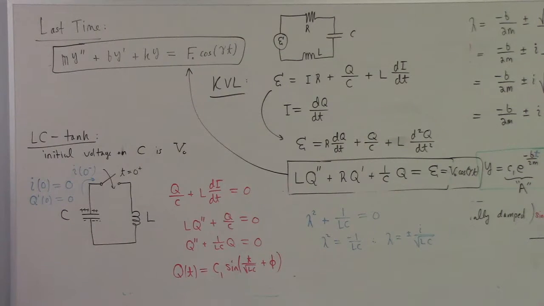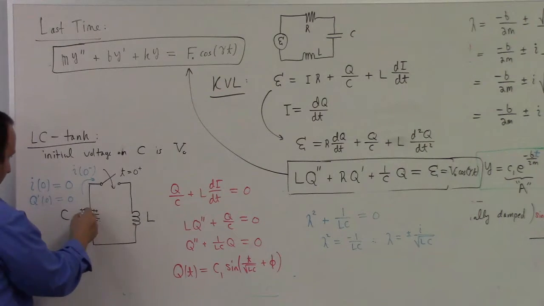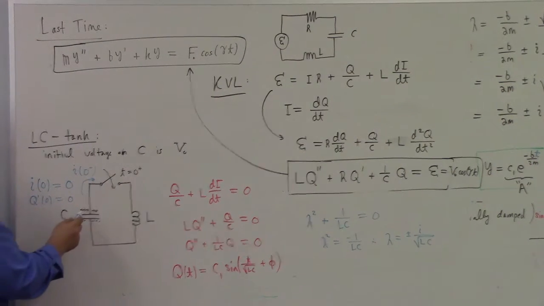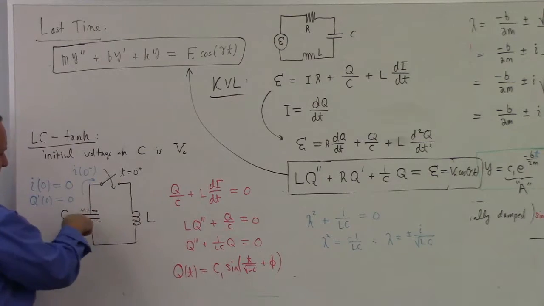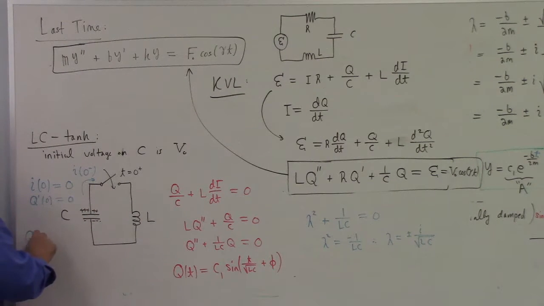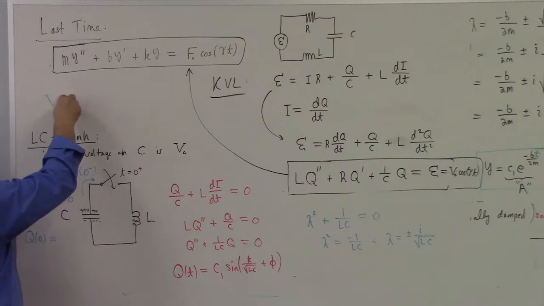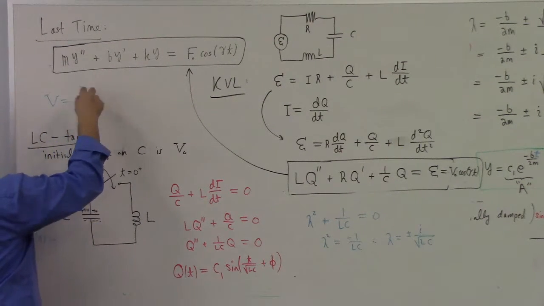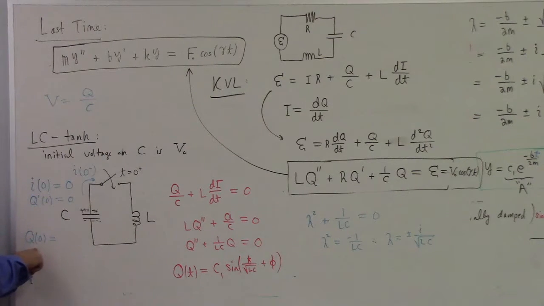The other initial condition I know is the initial charge, and the Q, by the way, is the charge on the capacitor. Q at time 0 is related to the voltage. What's the relation between voltage and capacitance? Voltage is charge over capacitance. So Q of 0 is actually V naught times C.